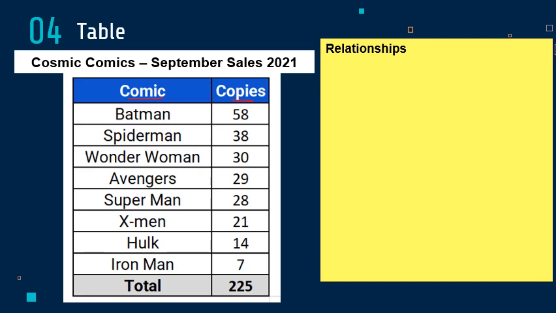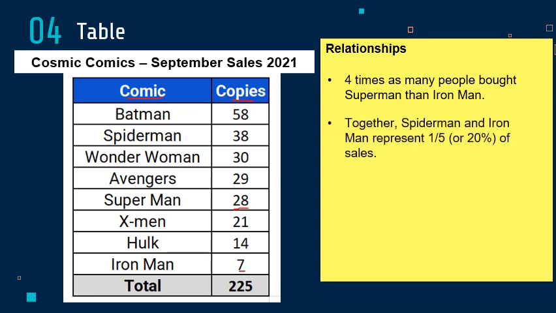So let's look for some relationships. Well, firstly, there are some simple relationships I can find here. I know that 7 and 14 are related because 7 times 2 is 14. 21 and 7 are related. 28 and 7 are related. 7 times 3 is 21. 7 times 4 is 28, and so on. So I could say 4 times as many people bought Superman than Iron Man because 28 is the same as 7 times 4. I could also say a whole lot of other relationships between these numbers.